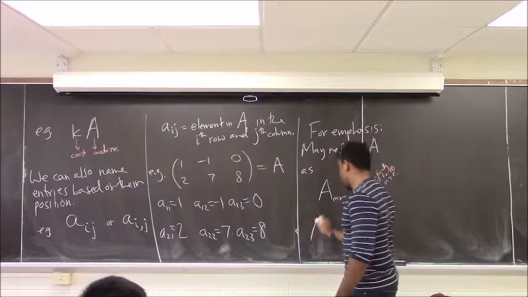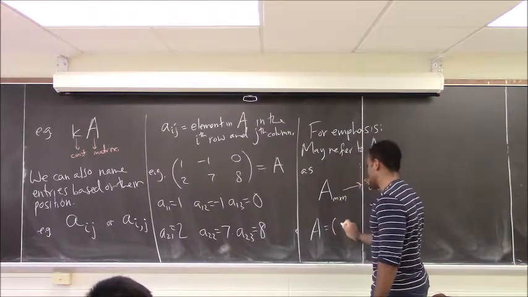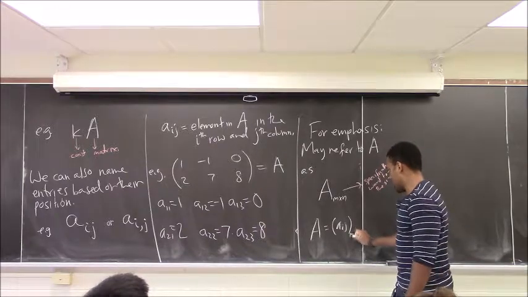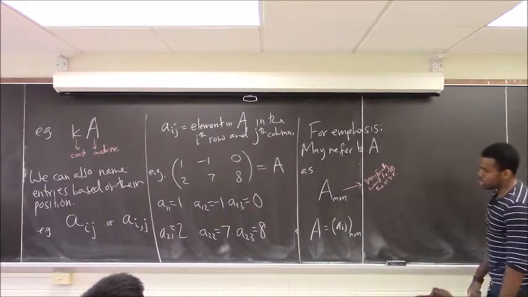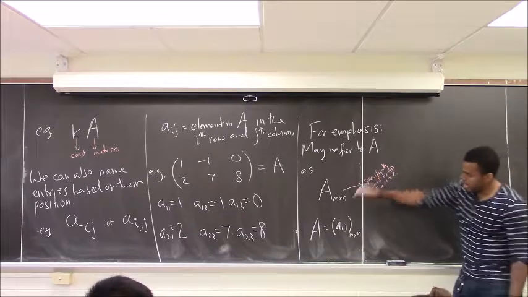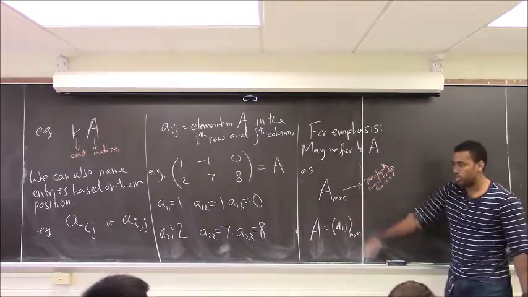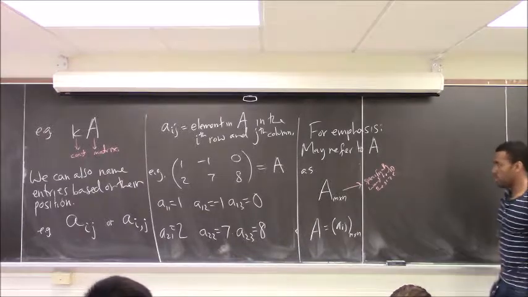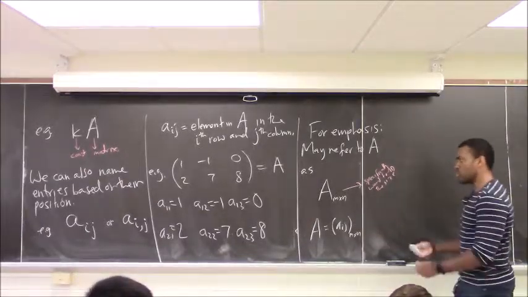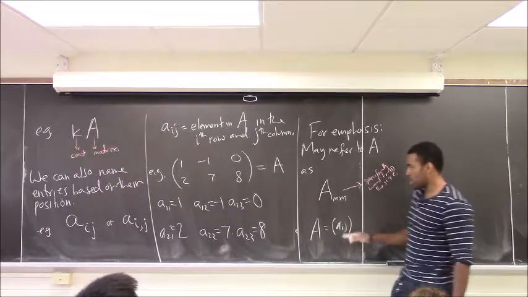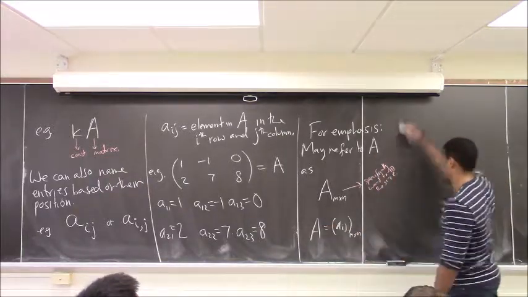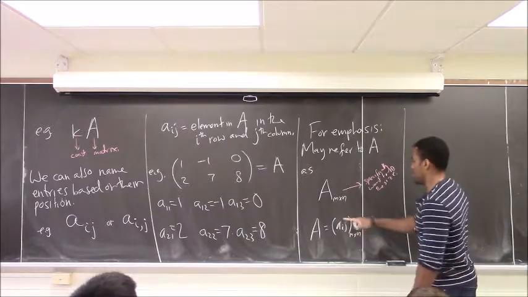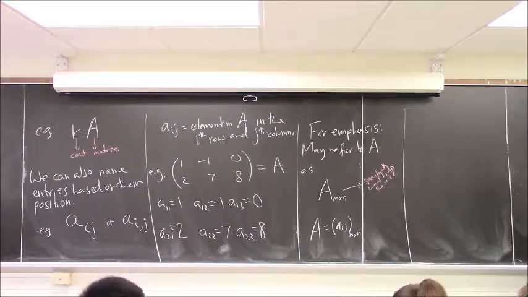Or I might refer to A as, in parentheses, write Aij, and then put m by n down here. So that also refers to an m by n matrix where the elements are being called a subscript ij. Oftentimes if we want to give a formula with matrices, that's how we're going to do it. A lot of times when we're proving something with matrices, we're going to use this notation. I'm not going to prove anything for you guys, but I'm just going to give you the information. But at any given time, I might want to use that for definitions.